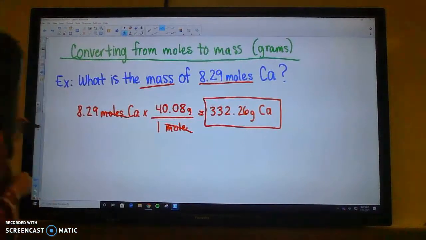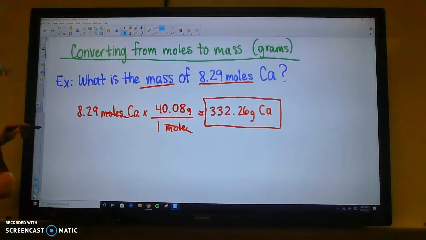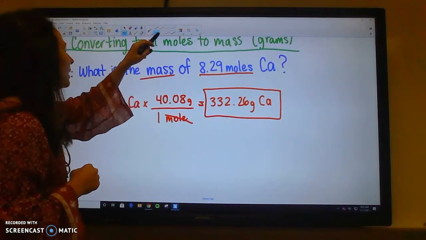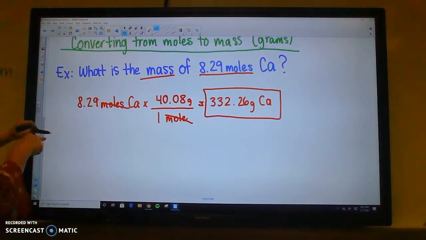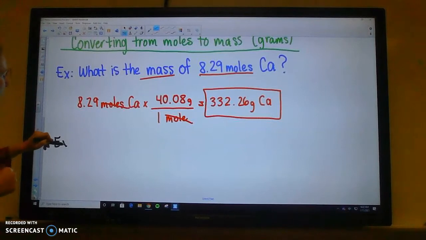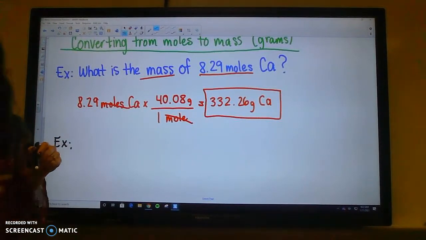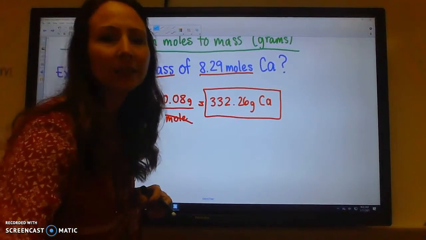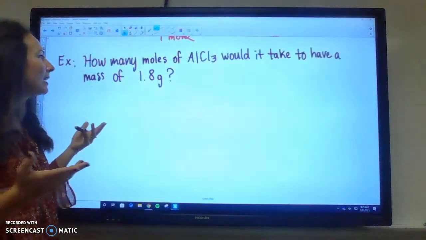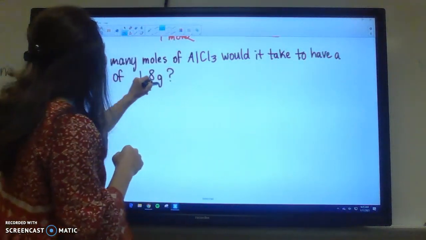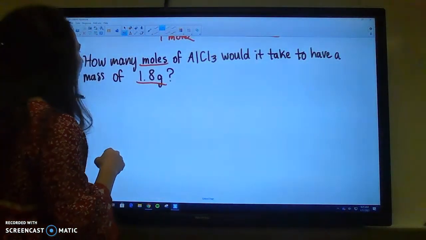Would I be going too fast if I scrolled on up? Maybe. Okay. So I'm going to just write my next example down and I'll scroll up in a minute. Now I just want to show an example going in the opposite direction, and then y'all are going to work on some practice individually. In this problem, we're going to need the molar mass. So we start out by copying down, where's it at? 1.8 grams. And we're going to have to solve for moles.